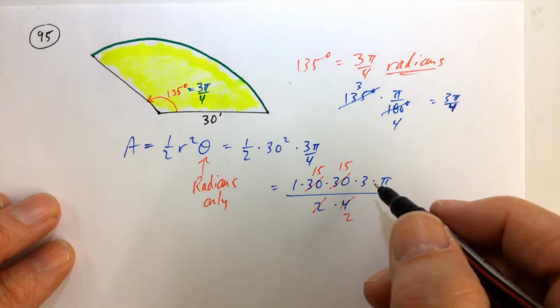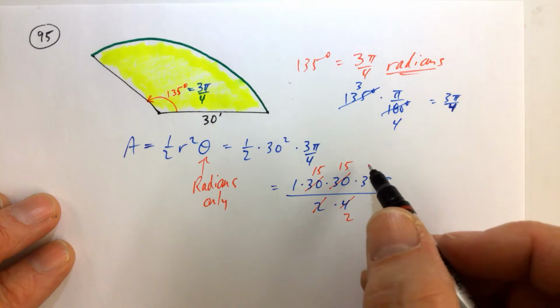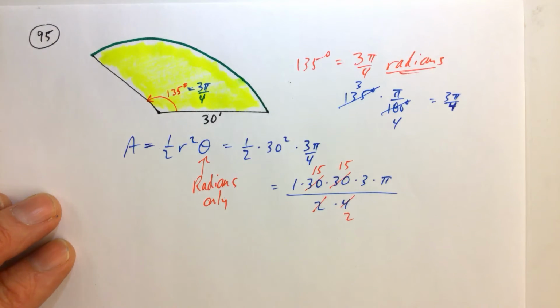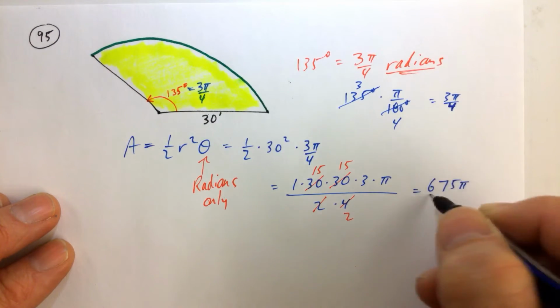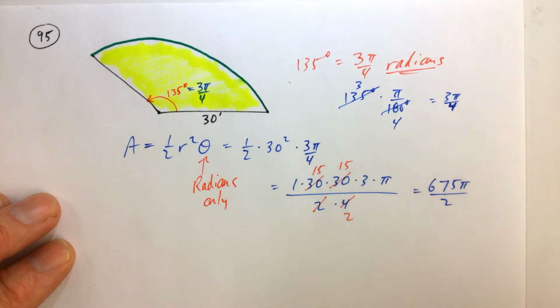Now I don't have anything else I can cancel. So 15 times 15, that's 225. And multiply it by 3, that's 675. Is that right? 225 times 3 is 675. So we have 675 pi over 2. Did I get that right? Yeah, 225 times 3. I don't know why I'm questioning myself.